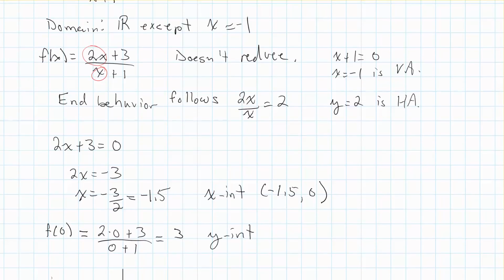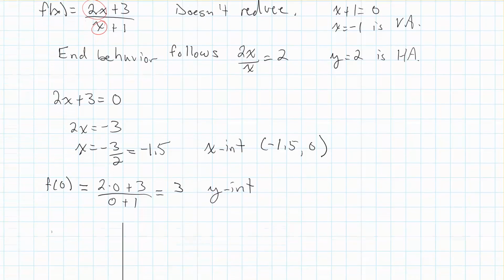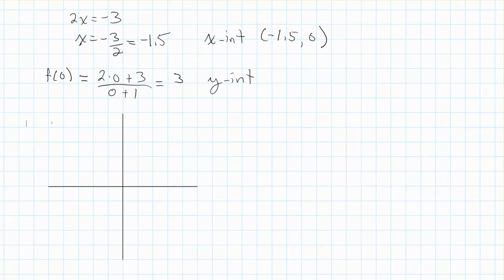We have x equals -1 is a vertical asymptote, and y equals 2 is a horizontal. So at x equals -1, I'm going to do a dotted line here to represent my vertical asymptote. Y equals 2, I'm going to do a dotted line to represent my horizontal asymptote. And then I'm also going to plot in the x-intercept and the y-intercept. So I have a y-intercept of 3, so I'll plot that here. That would be right here.